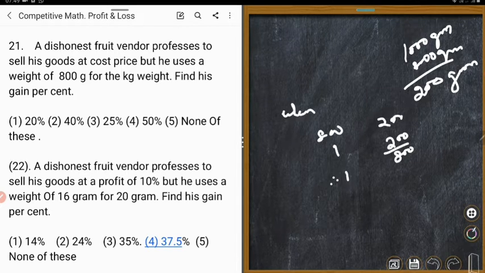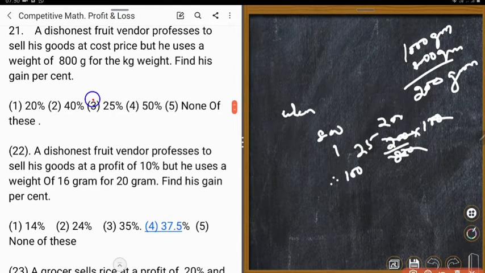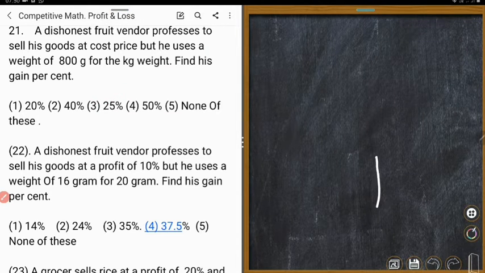When it is 100, the gain is equal to 100 into 200 upon 800. Zeros cancel, 8 into 25 is 200. So gain percent is 25. Correct. Which option is correct? Tell me. Number 3 is correct. Right. Next one is 22.